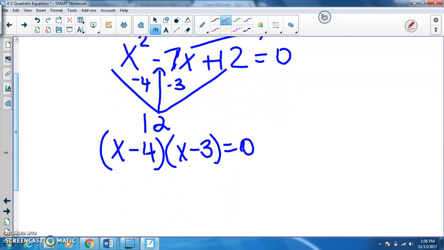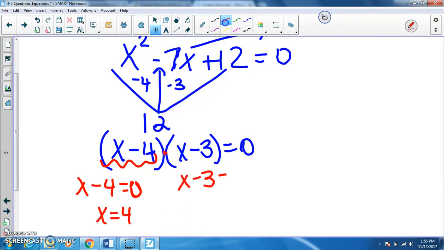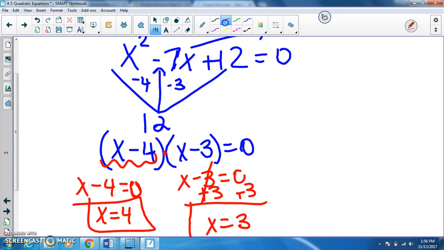Zero product property: a product tells me if one factor is equal to 0, then my entire side would be equal to 0. So x minus 4 equals 0, so x equals 4. X minus 3 equals 0. Add 3 on both sides. X equals 3. So I have two solutions once again: x equals 4 and x equals 3.